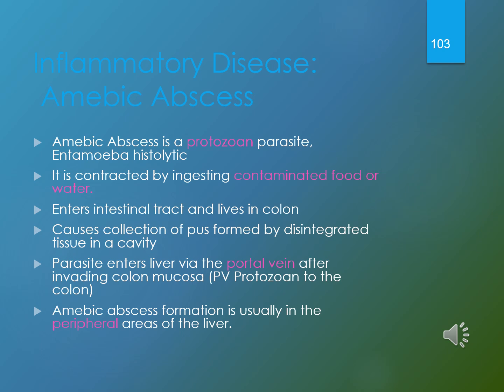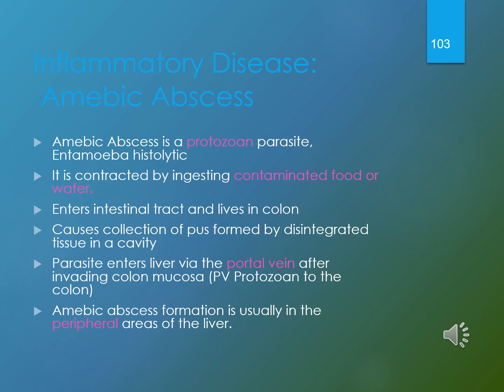Then this parasite will enter the intestinal tract and live in your colon. Gross. Causes a collection of pus. Ooh, also gross. Formed by disintegrated tissue in a cavity. So pyogenic is bacterial, and that's pus. Amoebic abscess also forms pus. The parasite enters the liver via the portal vein after invading colon mucosa. So portal vein, protozoa into the colon, okay? Or protozoa into the colon and the portal vein. However you want to say that, just a nice little mnemonic for you to help you remember.